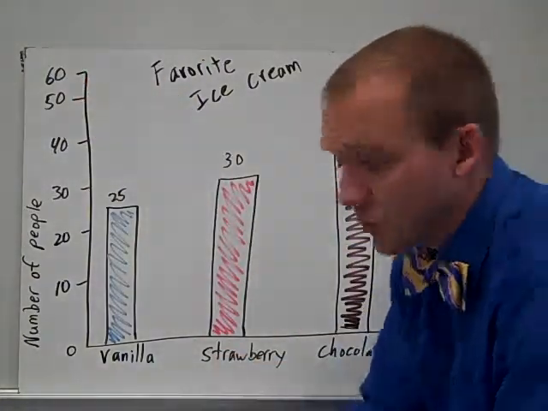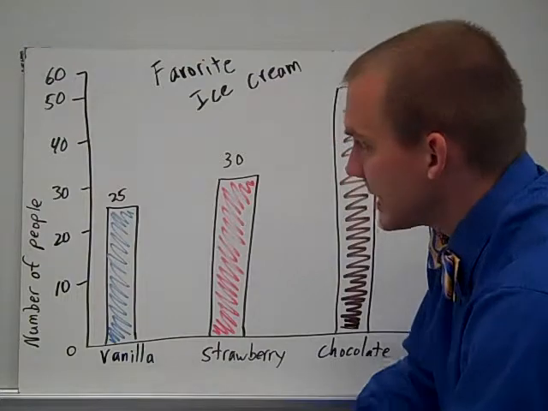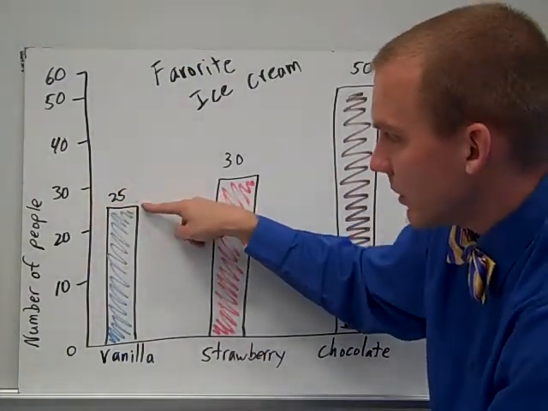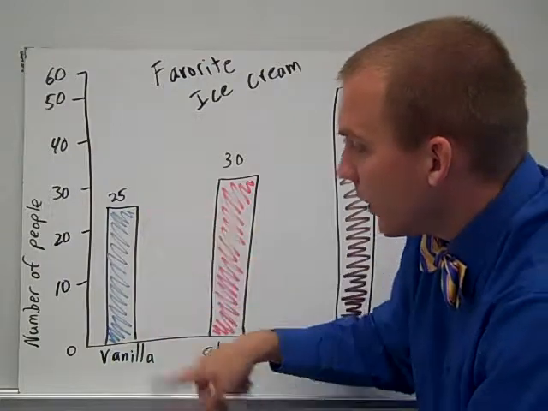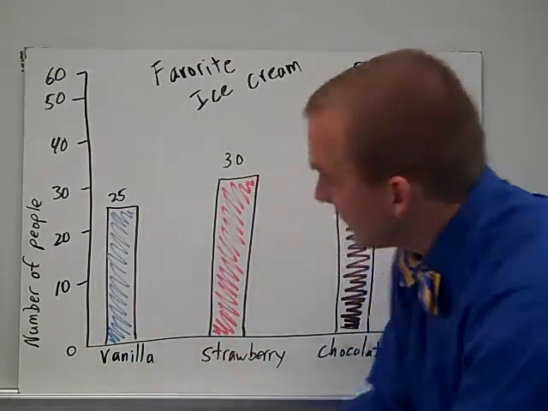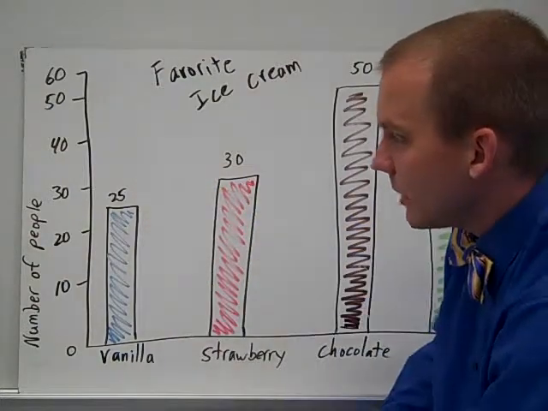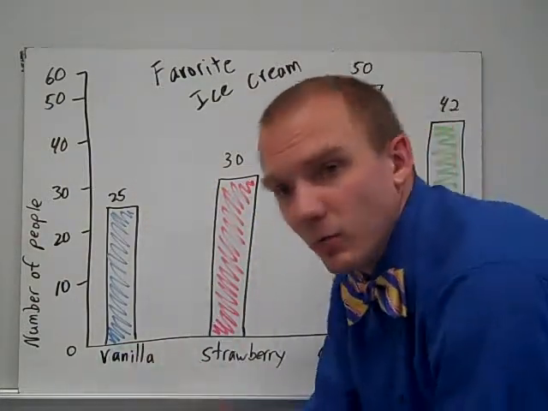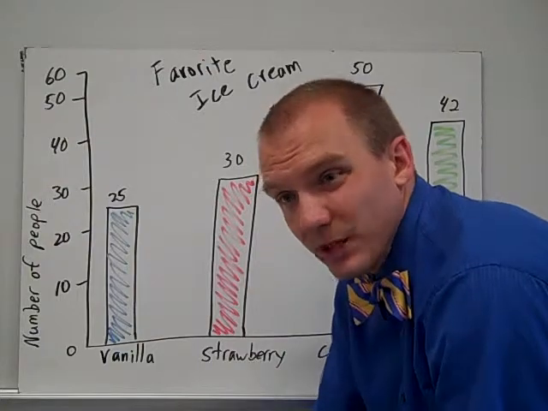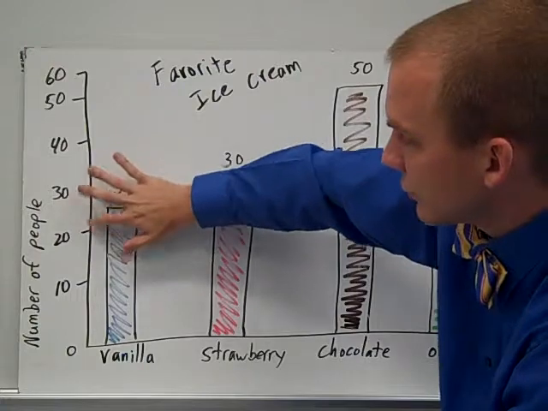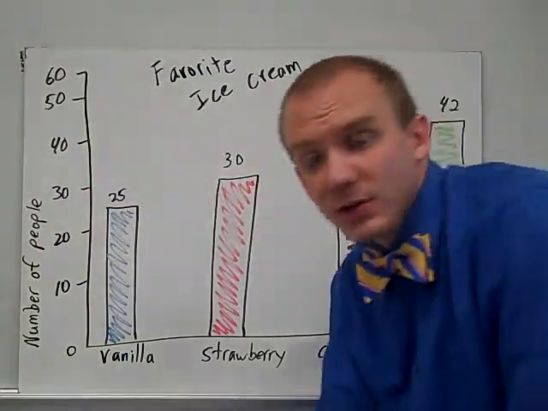10, 20, 30, 40, 50, 60. Now with vanilla, there was 25 people. So when I make that bar, I go up to between 20 and 30 and try to go right in the middle, and I make my bar there. One helpful strategy when you make a bar graph is just to write the number at the top of your bar, and that way whoever's looking at it will know for certain what you meant. Now also when you're reading one, sometimes people don't put that there. They want to know that you understand, oh, it's right between 20 and 30, it should be 25.